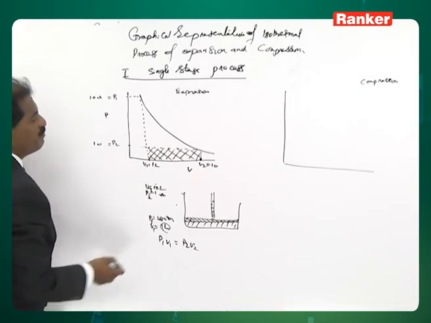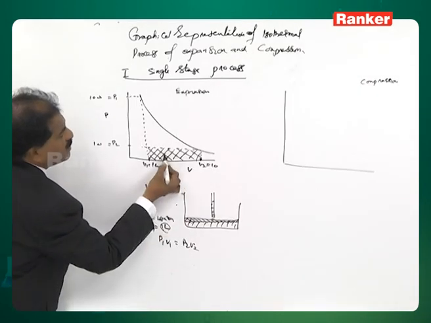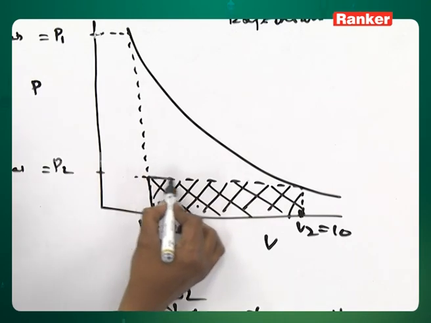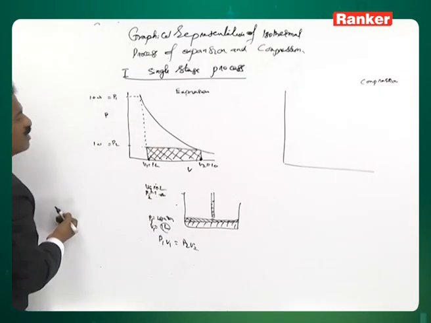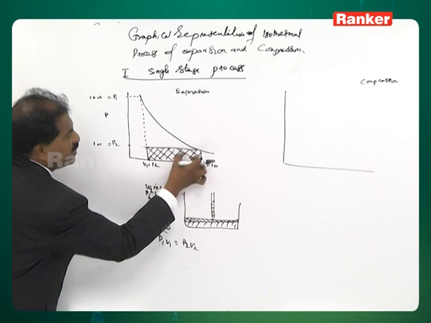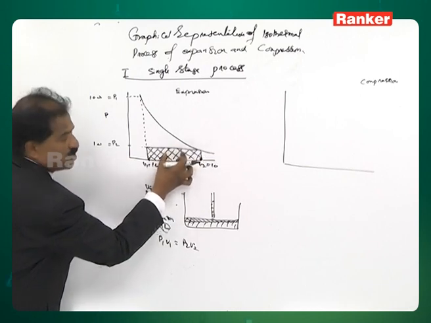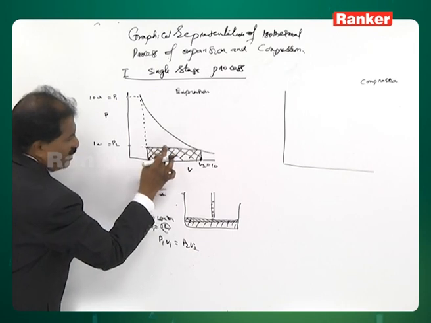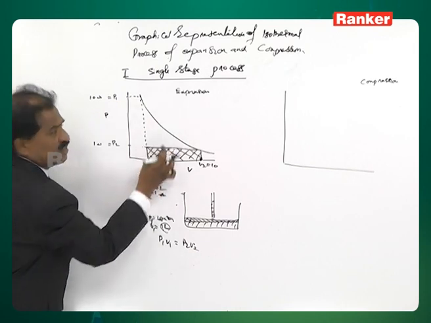Next, see, mathematically we can calculate the work done by the gas by using that formula. Now graphically, how to calculate the work done by the gas? Graphically, if you want to calculate the work done by the gas, you just calculate the total area of this shaded portion. The total area of the shaded portion represents the work done by the gas during expansion in a single stage process.